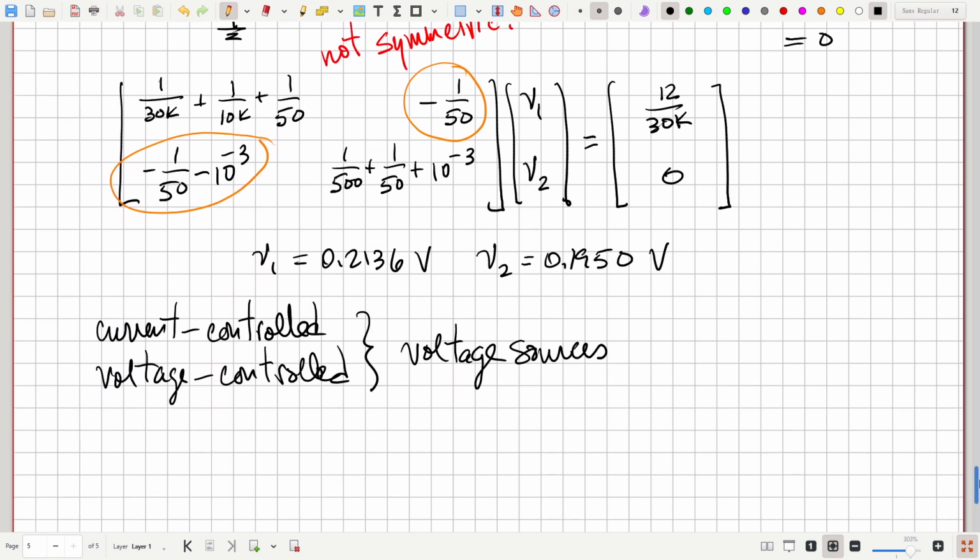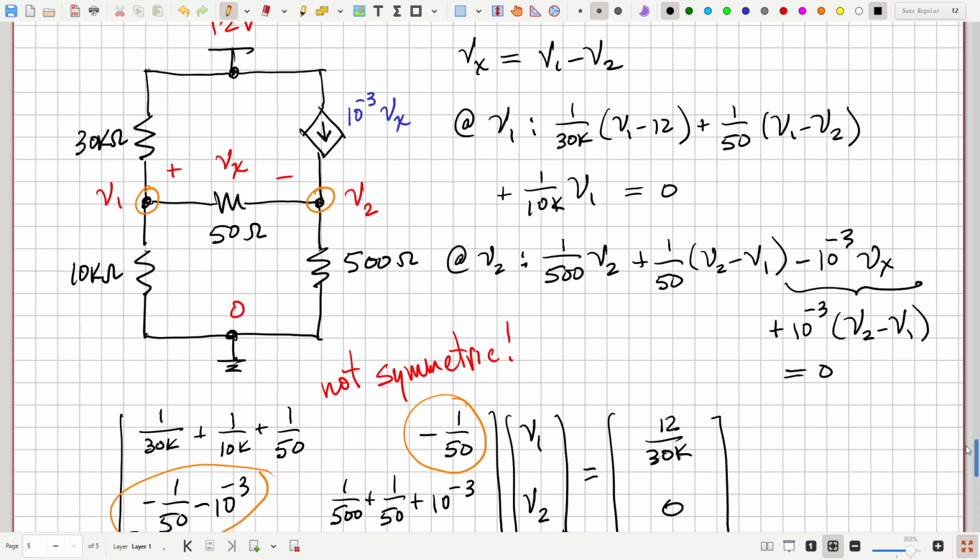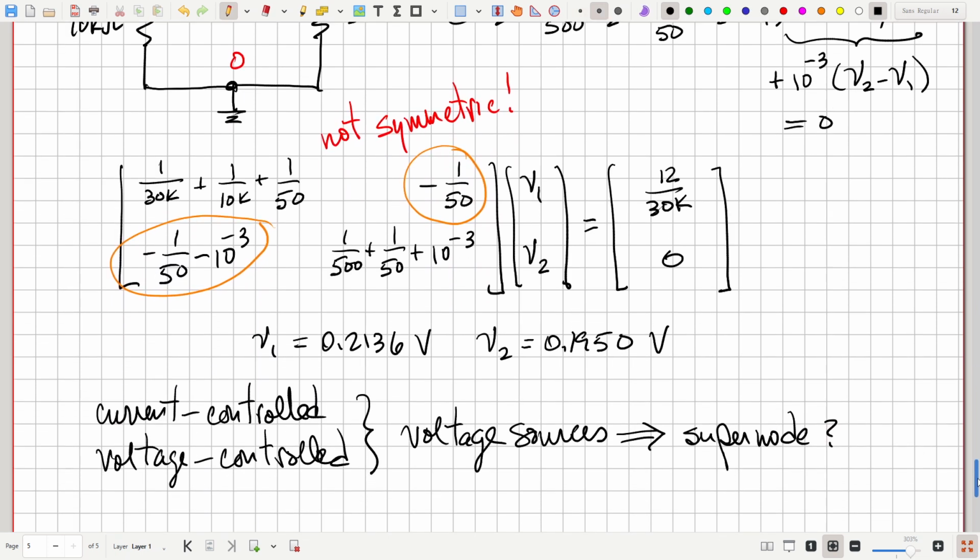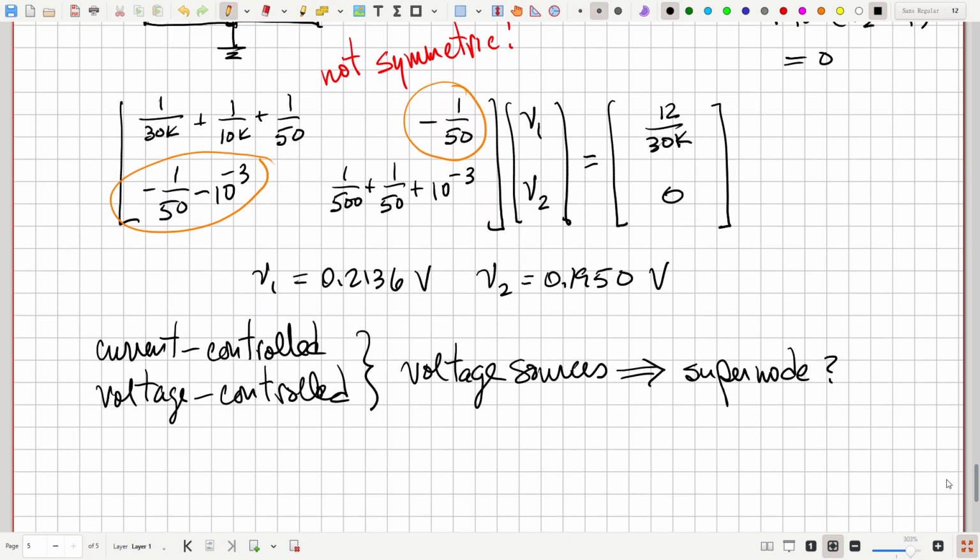And when you have a voltage source, the only issue is you can look and see if you have a supernode requirement. Does this voltage source end up connecting to essential nodes? If it's a voltage source connecting to essential nodes, then you would use the supernode concept. So you'd combine these two ideas.